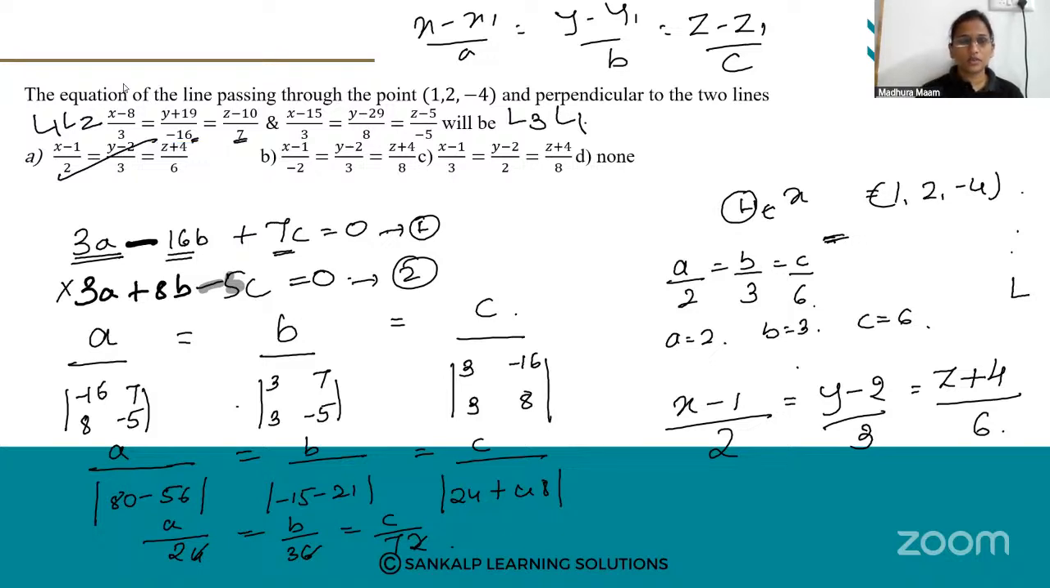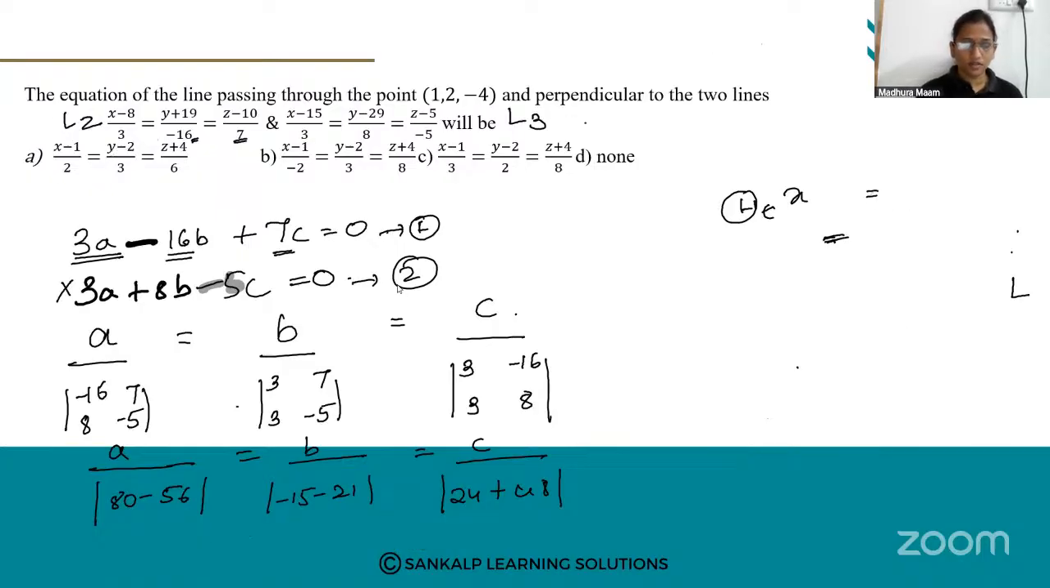So this was basically a question of finding the equation of a line passing through a point, where we used the angle perpendicularity condition. Fine. Next.